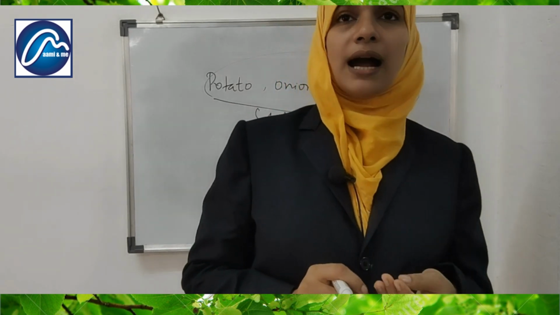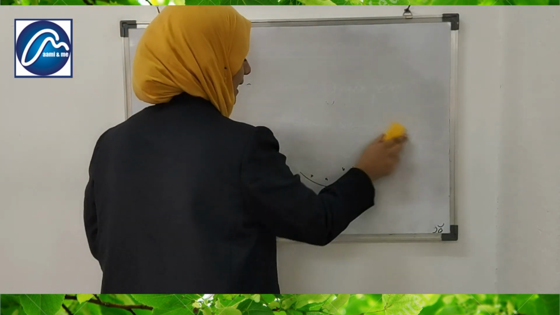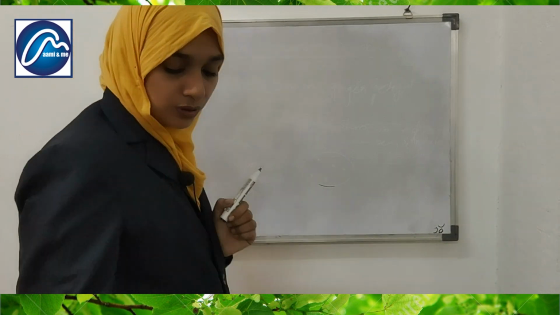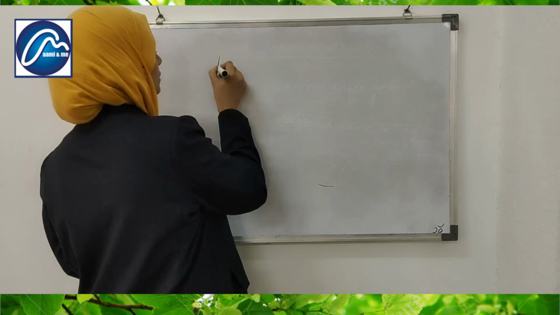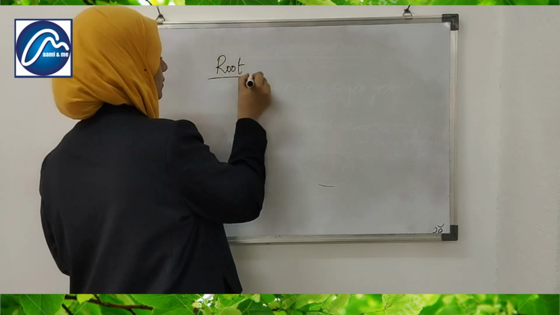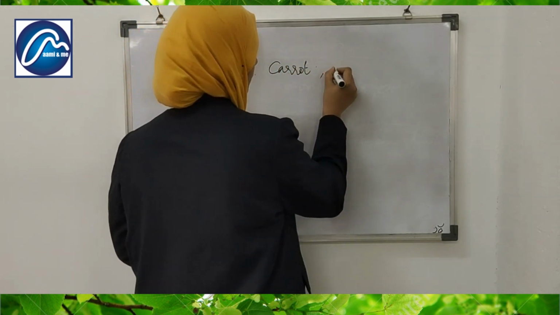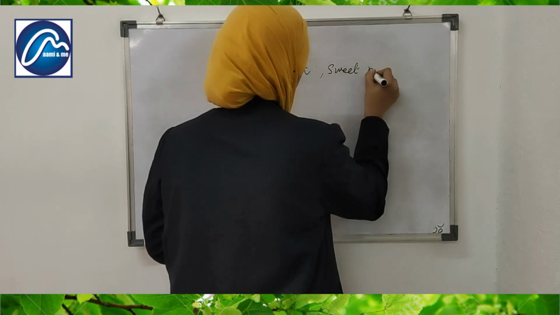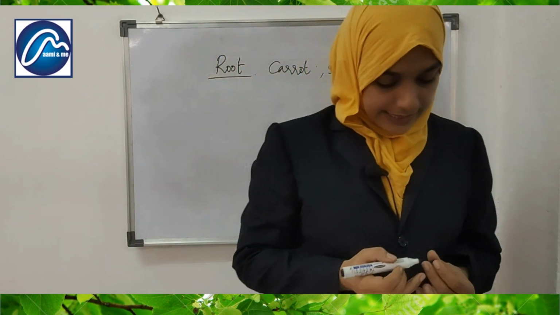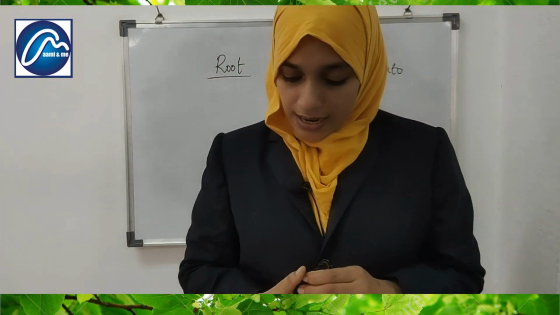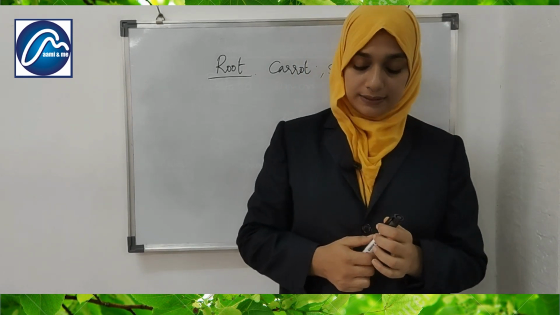Next, some underground roots are there. Which are there? Carrot. Carrot is one example of an underground root. Sweet potato. Carrot and sweet potato are examples of plants whose roots can grow into new plants.